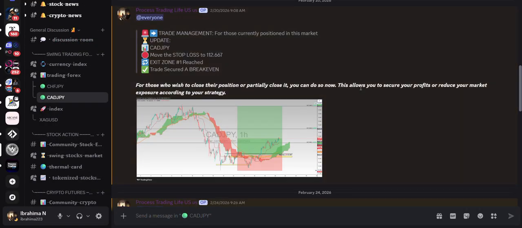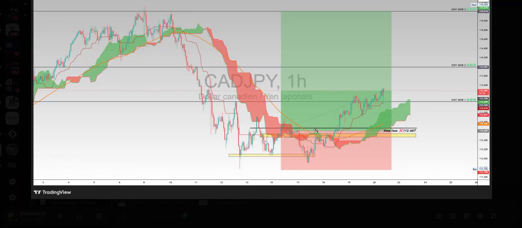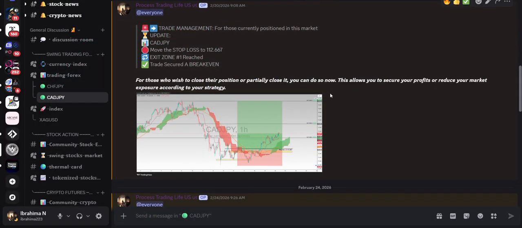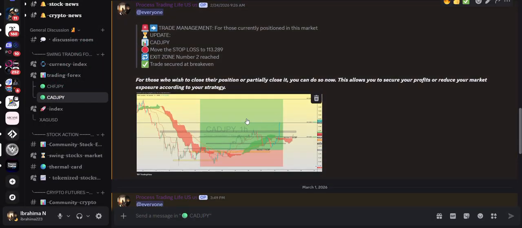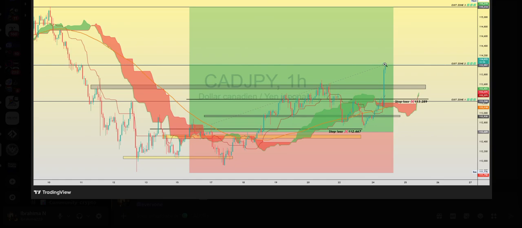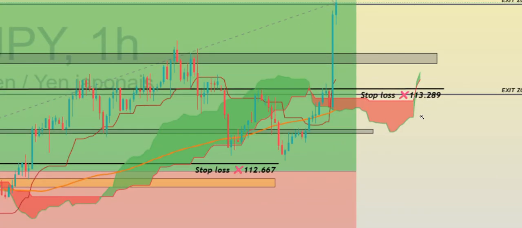Next, how was the trade management carried out? As we can clearly observe here, the market came down, it retraced slightly, and then positioned itself on the support level. And now we can distinctly see it slowly progressing towards our first designated exit zone. Once it had crossed exit zone number 1, I then moved my stop loss to break even at the 112.667 level. Following that, the market dramatically surged to exit zone number 2, and I then strategically moved my stop loss to the level of exit zone number 1, specifically at 113.289.